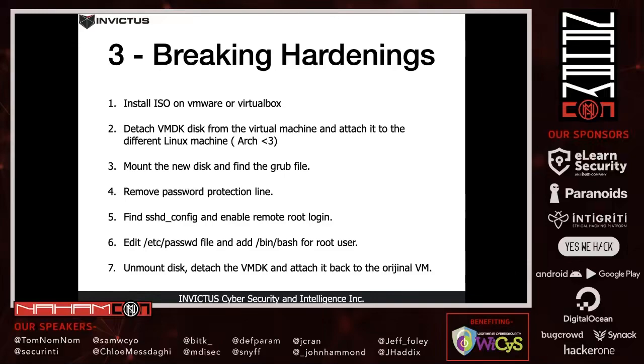And as a final step, you can edit the passwd file and give /bin/bash to the root user. Then you can unmount the disk from your secondary virtual machine, attach the VMDK file back to the original VM, and reboot, restart the operating system, and you will have a remote SSH connection to the box. Those kinds of things are important before doing a vulnerability research project.